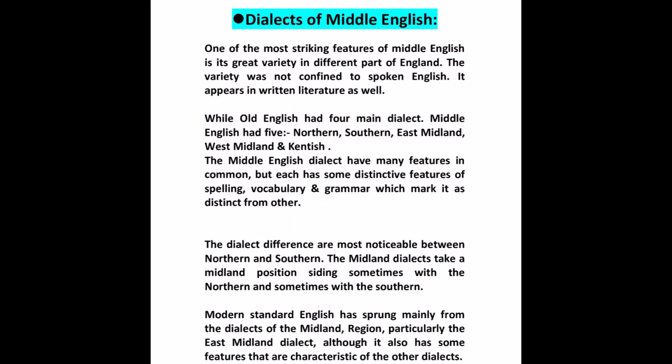Move on to the next page. In this, we will discuss the dialects of Middle English. One of the most striking features of Middle English is its great variety in different parts of England. The variety was not confined to spoken English. It appears in written literature as well. While Old English had four main dialects, Middle English had five.